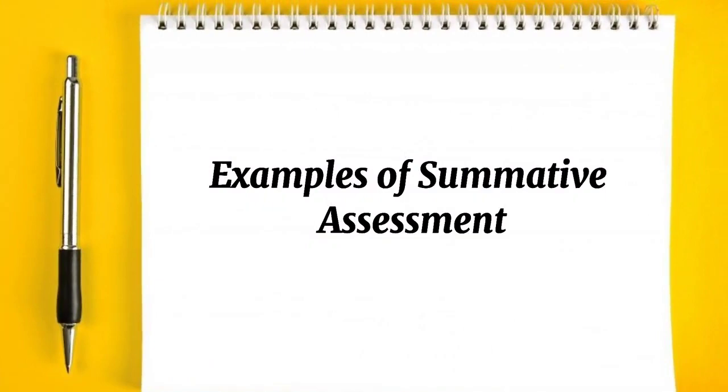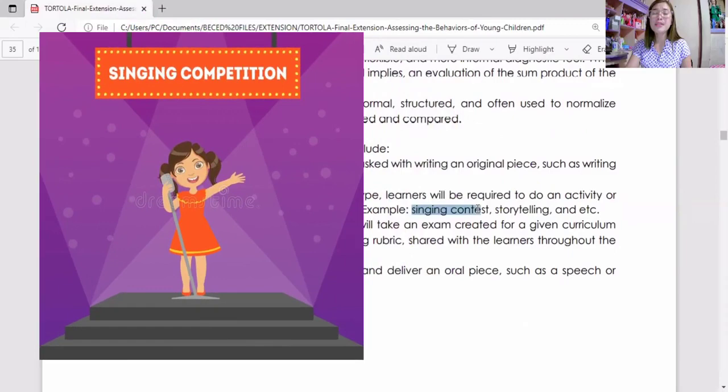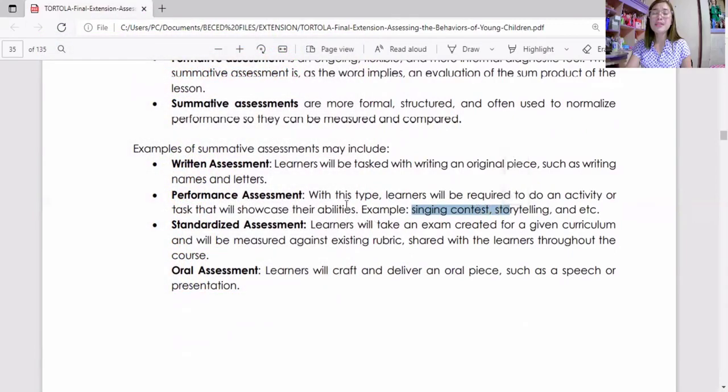Examples of summative assessment are written assessment, which for the children means writing their names and letters. Performance assessment, like the child will have a singing contest, storytelling, or poem contest. From the word performance, the child will be required to do an activity or to showcase their activity. Just like you have your major performance assessment. So you have to do something. That's why you have to do your explainer video, and you show your creativity in answering questions through video presentation, through an explainer video, right?